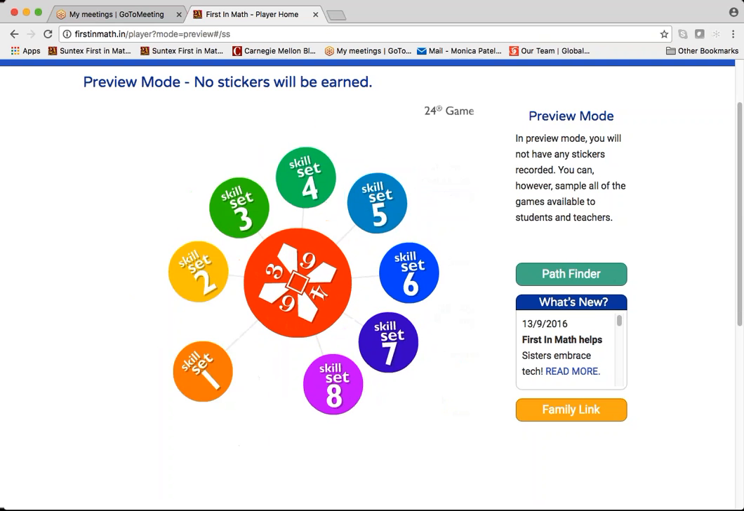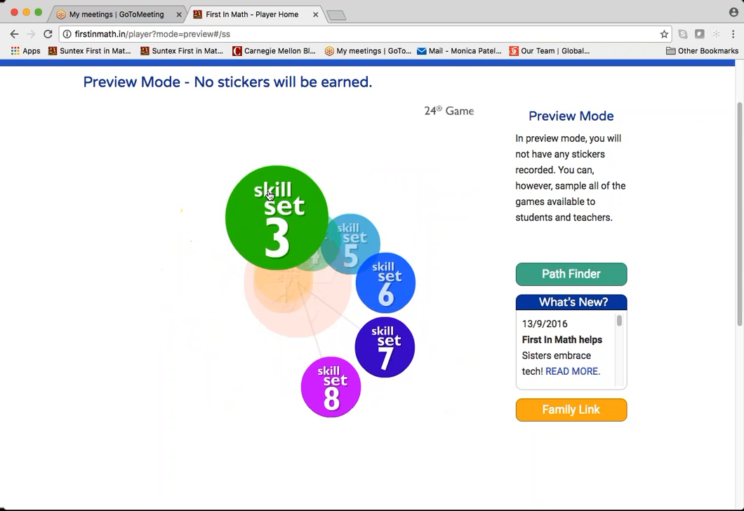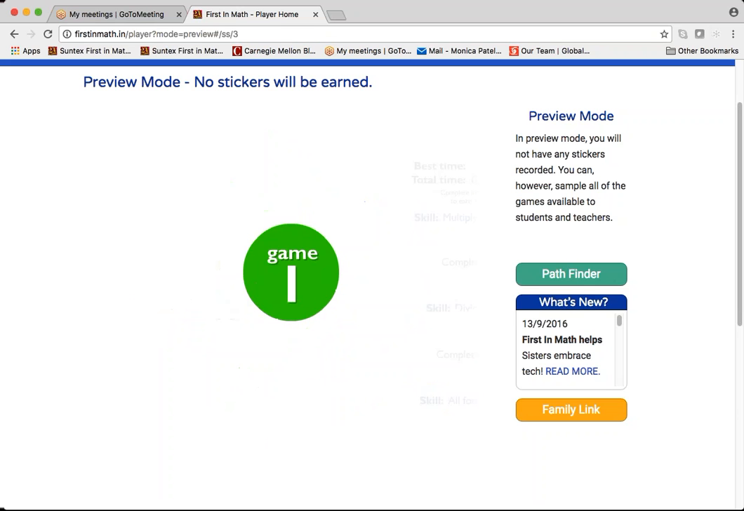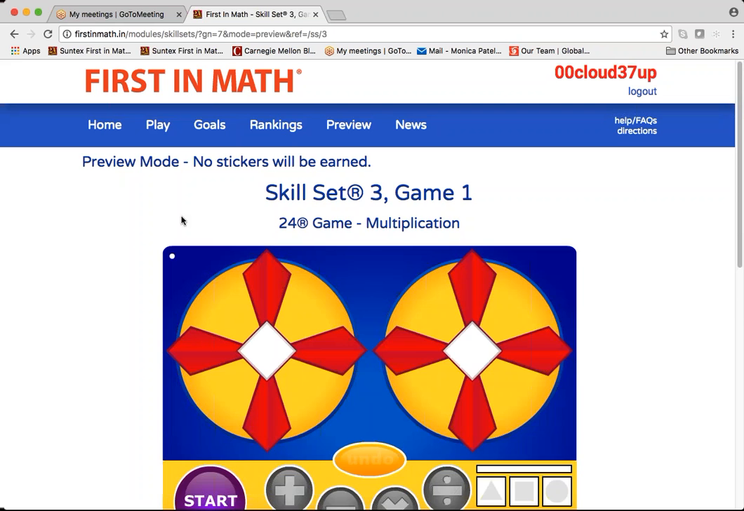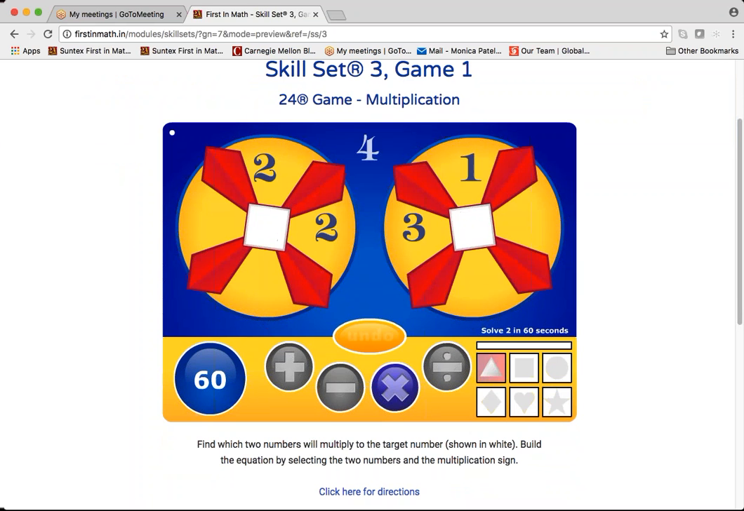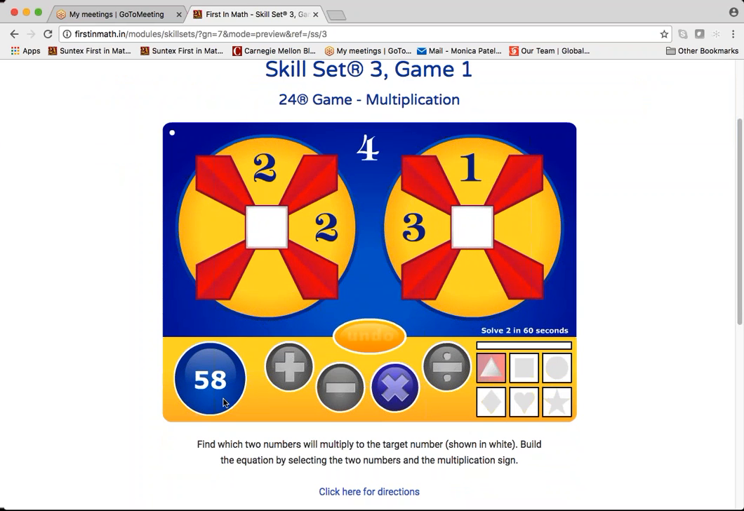let us say we have students who are playing, they're in third standard, they click on skill set 3. They click on the first game, which is multiplication. In the multiplication game, the objective is given below this start button. I click on start. The objective says find two numbers which will multiply to this target number. Target number is 4. Which two numbers give me 4? Is it 2 times 4, 2 times 2, or 3 and 1?